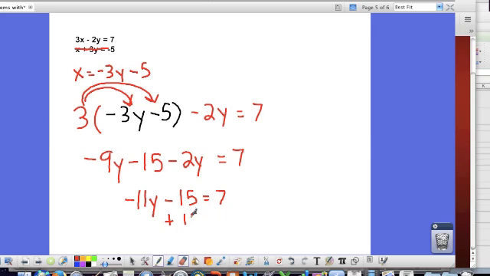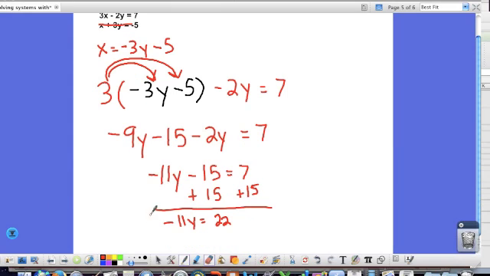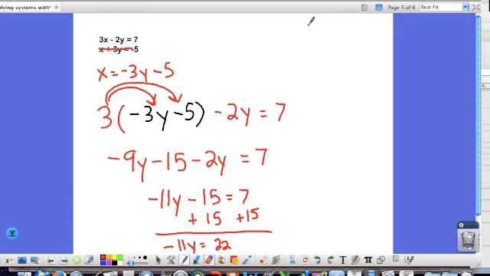Now I'm going to add 15 to both sides. And I get negative 11y equals 7 plus 15. I was getting a little nervous that this was going to be a fraction, but it's not. It's 22. And that means that when I divide both sides by negative 11, y is going to equal negative 2. I made a mistake there. This should have been a comma here. We have to plug this back in to find the x value. So, draw a line here. This second equation here.